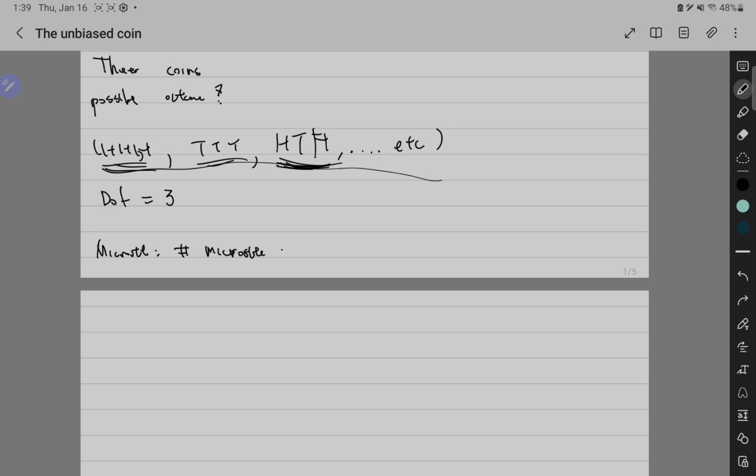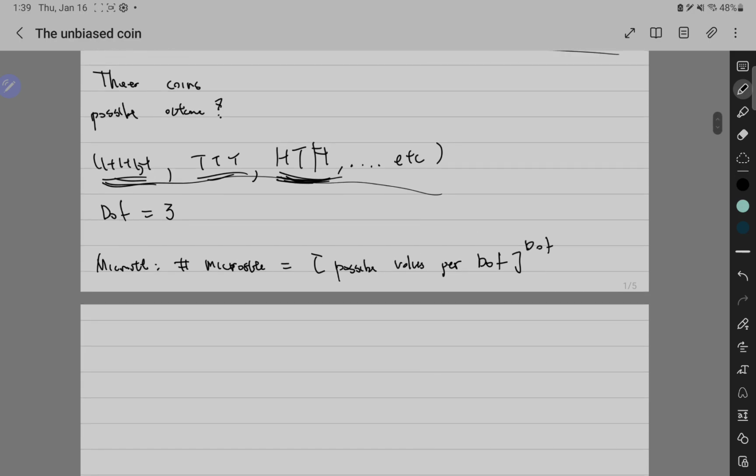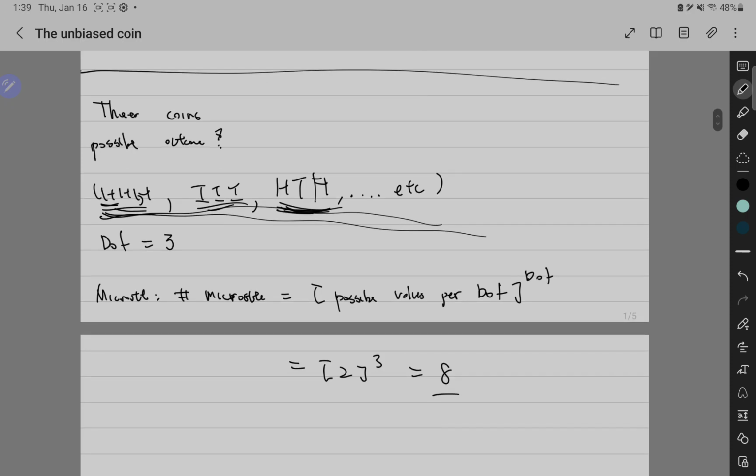So for microstates, there is a formula which can help us calculate the total number of microstates within the system, which is the possible values per DOF to the power of DOF. So for each degree of freedom, for each individual variable here, what is the possible value for each coin? Well, it's 2, right? Because you either get heads or tails. So that's the possible value per degree of freedom, and the variable in this case is 1 coin. So it's going to be 2, and our degree of freedom is going to be 3. So there's a total of 8 microstates here. If you don't believe me, you can try to write them all down. It's not that difficult. And so there are a total of 8 microstates here.